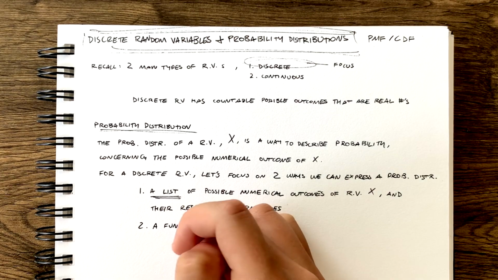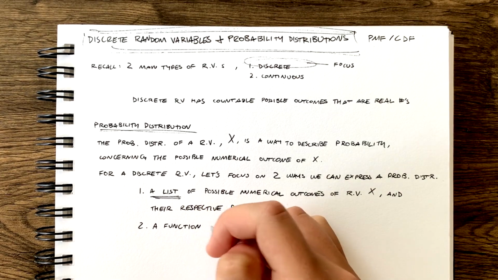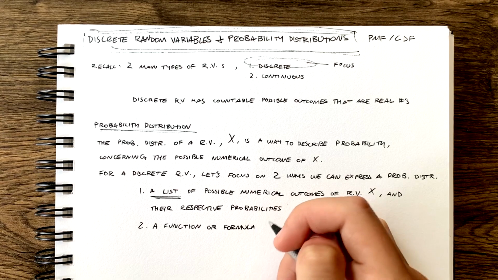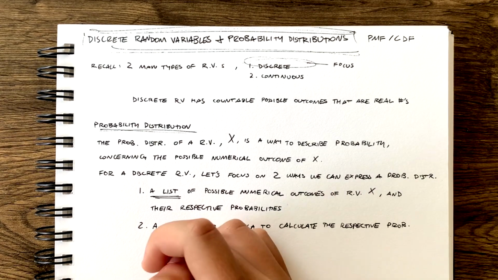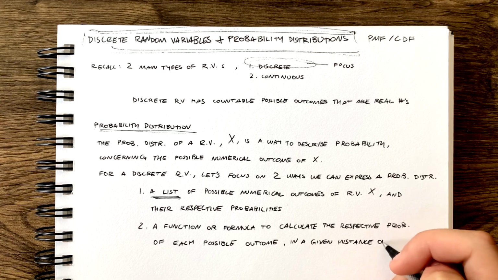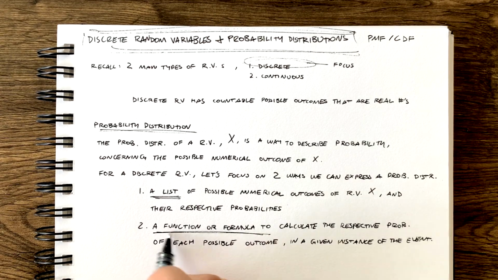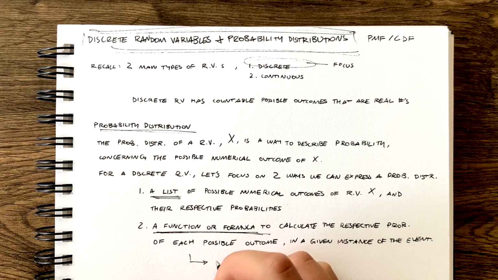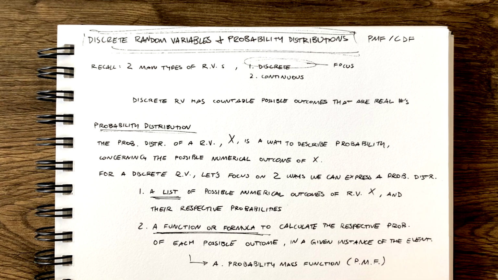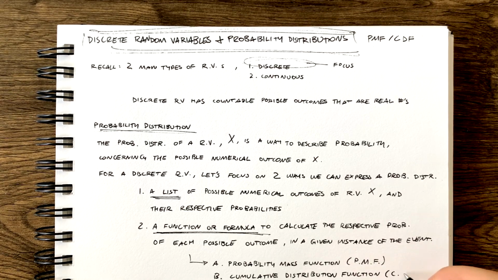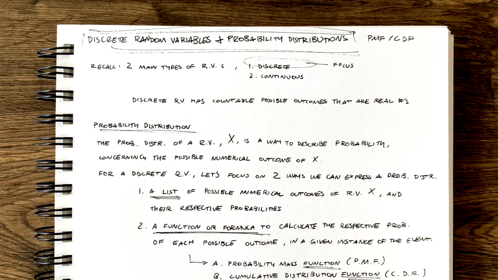Secondly, another way we can express probability distributions is through a function or a formula. By doing this, we can calculate the respective probabilities of each possible outcome in a given instance or scenario of the event. Two common ways to write this function or formula are a PMF, or probability mass function, or a CDF, in other words, a cumulative distribution function. And let's note that both of these are functions that express a probability distribution.